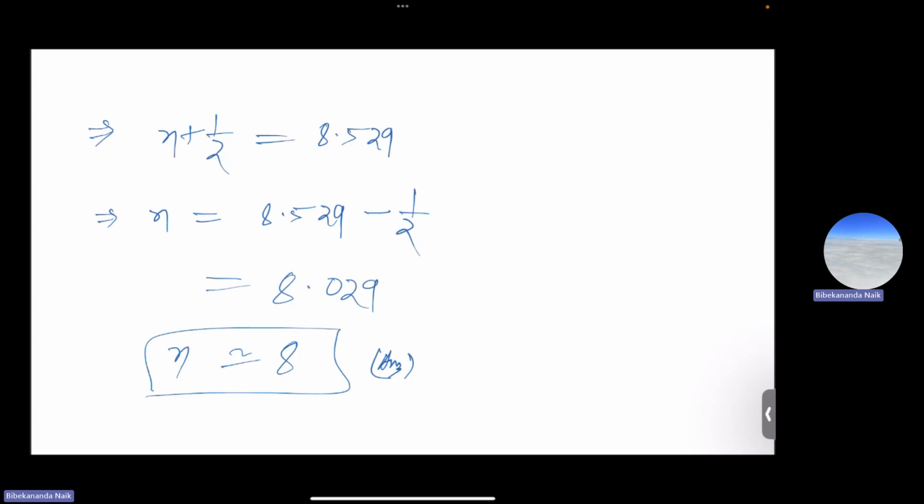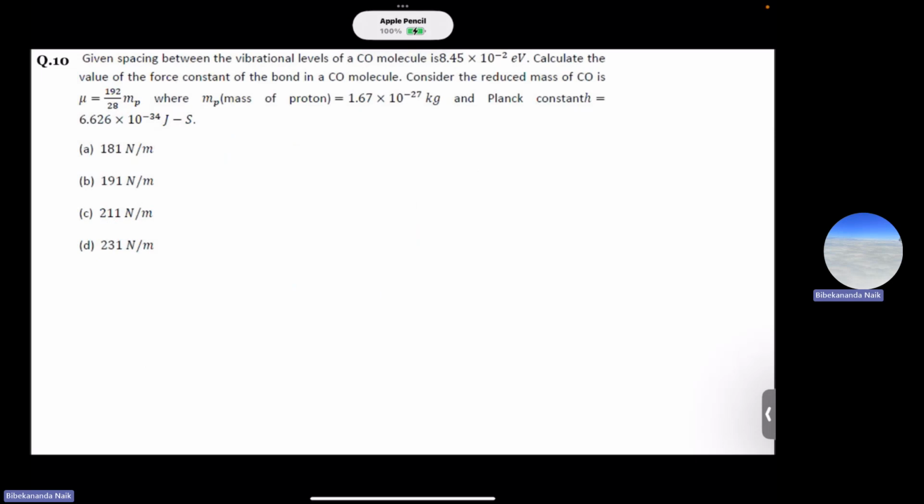Now question 10. Given spacing between the vibrational levels of a carbon monoxide molecule is 8.45 into 10 to the power minus 2 electron volt. Calculate the value of force constant of the bond in a carbon monoxide molecule. Consider the reduced mass of carbon monoxide is 192 by 28 into mass of proton, and the mass of proton is given and the Planck's constant is given. The options are 181 Newton per meter, 191 Newton per meter, 211 Newton per meter, and 231 Newton per meter. So these are the four options. I'll give you a few minutes to try this question, then I will discuss.